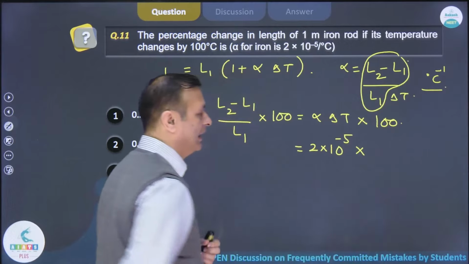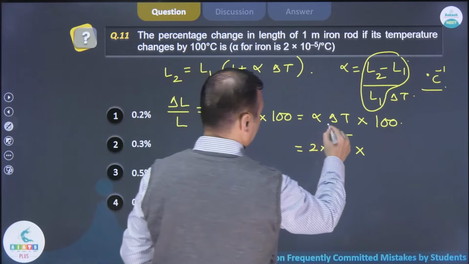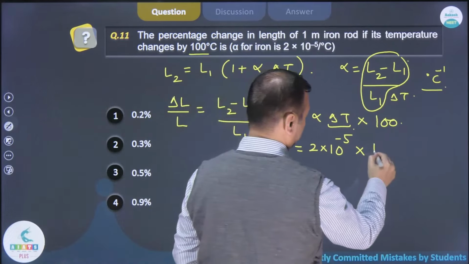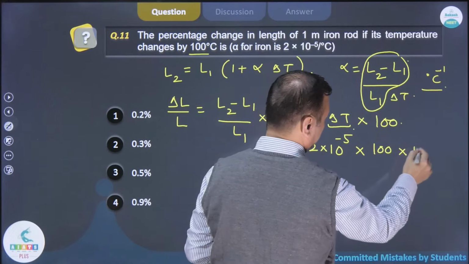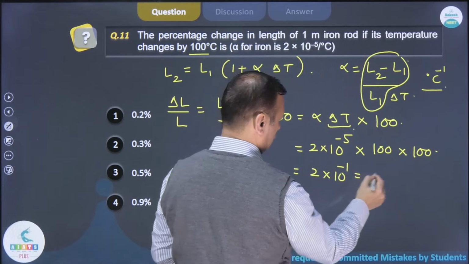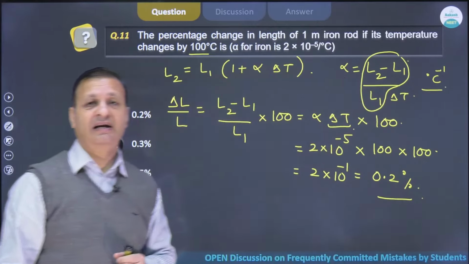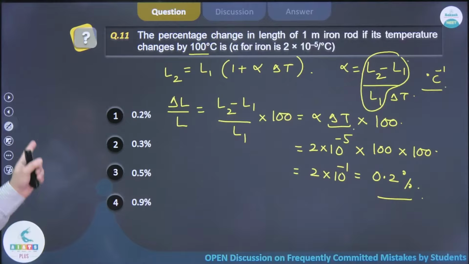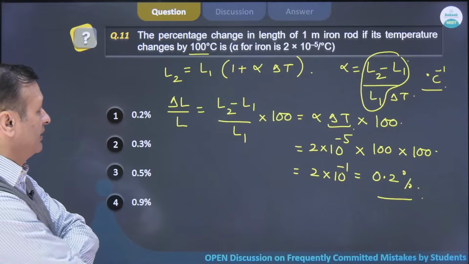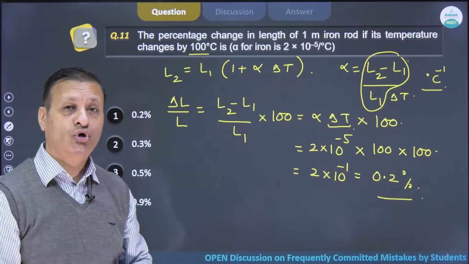Now this alpha is given to us as 2 into 10 raised to the power minus 5 per degree, and delta T, its temperature change, is 100 degree. Multiply by 100 for the percentage part, and that gives you 2 into 10 raised to the power minus 1, or 0.2%. That is the increase in the length of the iron rod if its temperature changes by 100 degree, and alpha, the thermal coefficient for iron, is known to us.